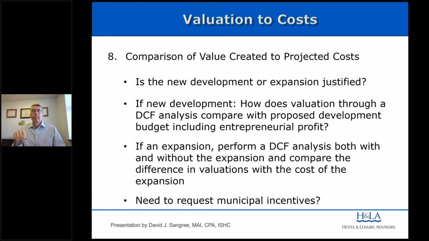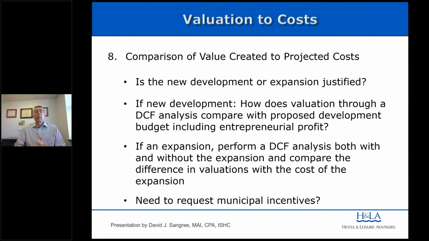Now, if it's an expansion, we like to do a discounted cash flow analysis under two scenarios. Under one scenario, we'll analyze the valuation of the property assuming it's expanded, and under the other scenario, we will analyze it assuming there's no expansion. And then we'll compare the difference in valuations with the cost of expansion. And if the difference in valuation is higher than the cost of expansion, that means it's feasible. And if it's less than the cost, that means it may not be feasible. So then that needs further analysis.